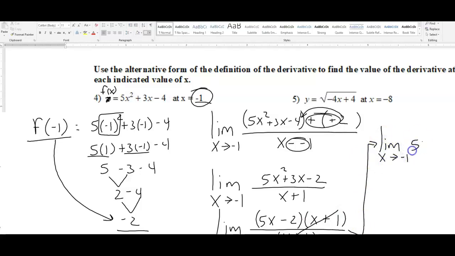And that leaves me with this. And then the last step is just to do some direct substitution. Okay. And that's it. So that's the alternative form of the definition of a derivative in order to find the derivative at a specific point. So what would I want to see in this one?